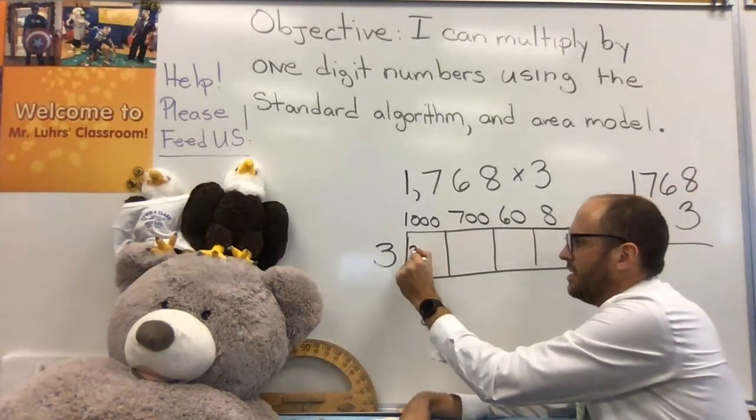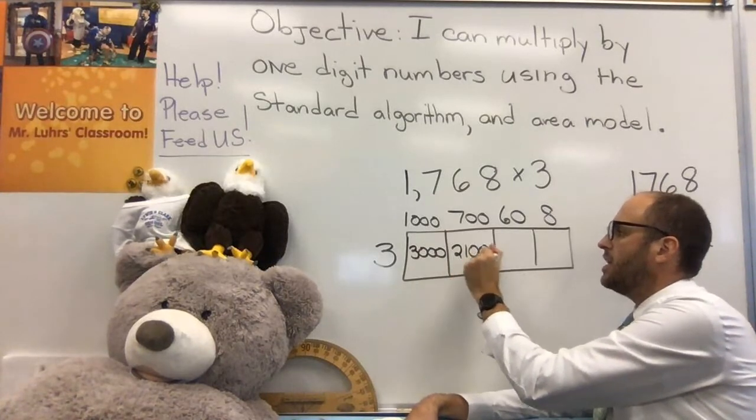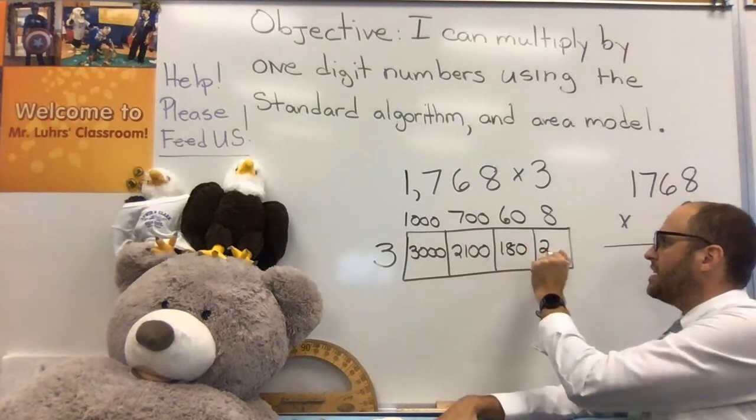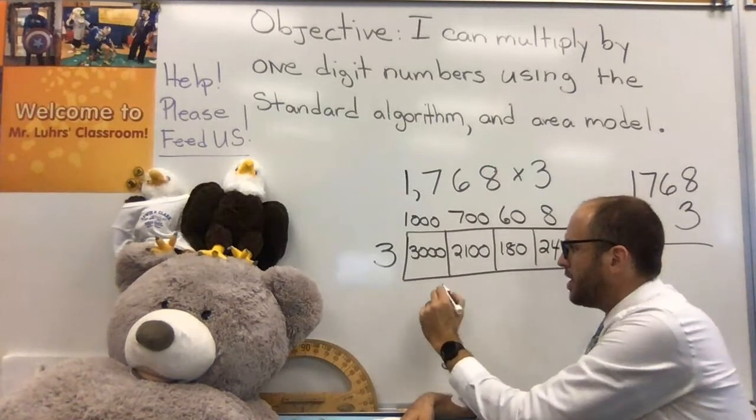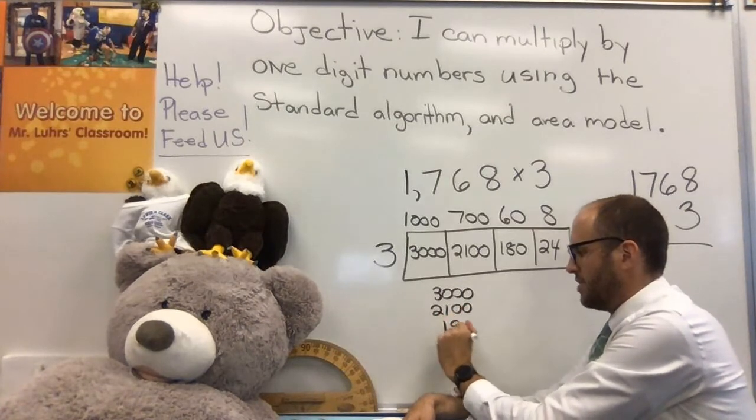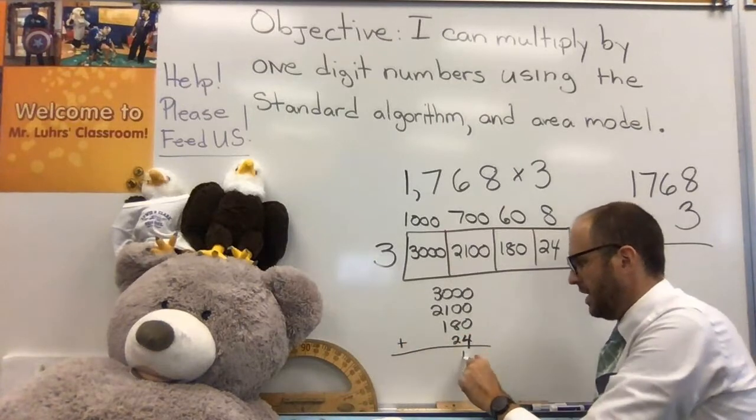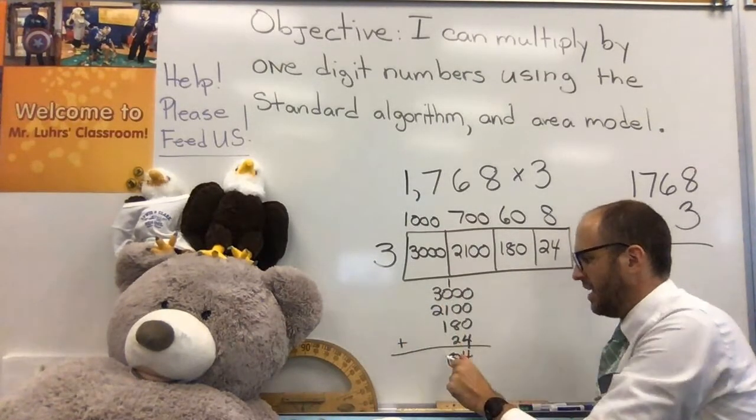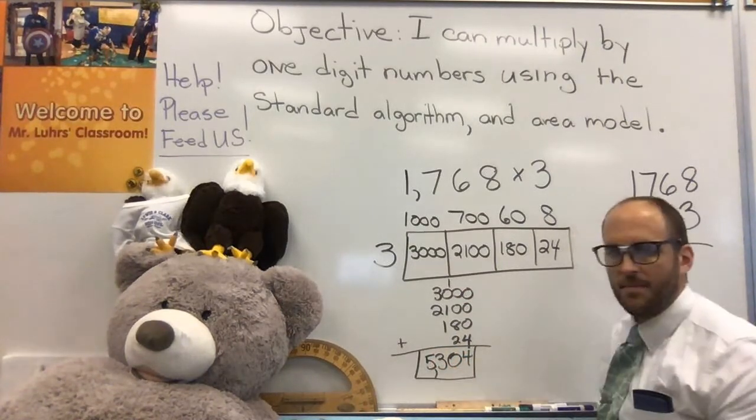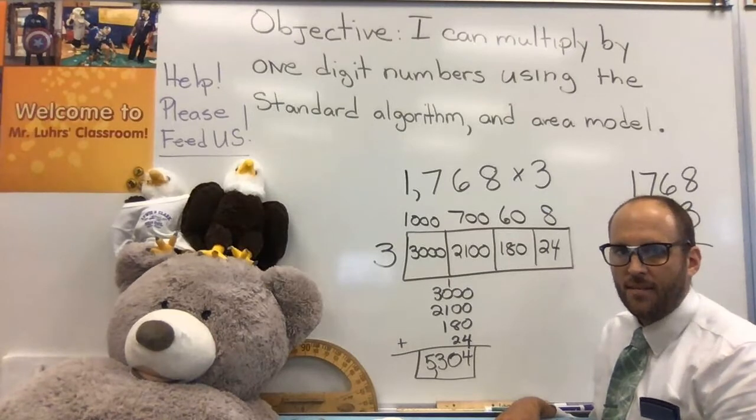3 times 1,000 is 3,000. 3 times 700 is 2,100. 3 times 60 is 180. And 3 times 8 is 24. You add up the partial products. And notice the numbers have gotten a little bit bigger because we are at a 4-digit problem. But should be okay because we are the smartest mathematicians in the room. And my answer for the area model was 5,304. By now you know the drill. Go work on the standard algorithm.